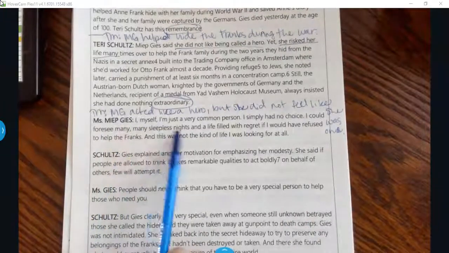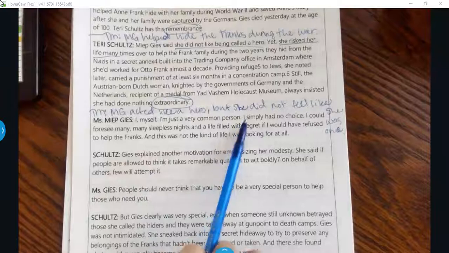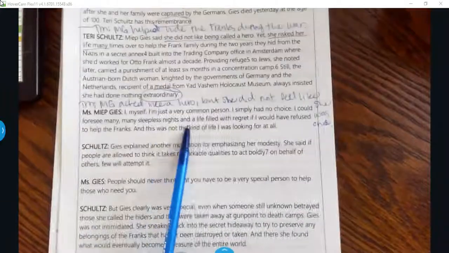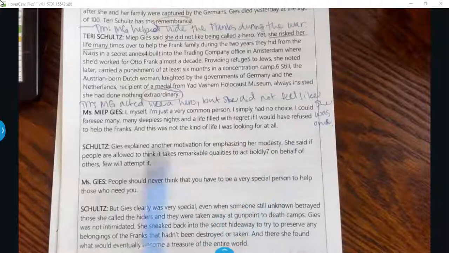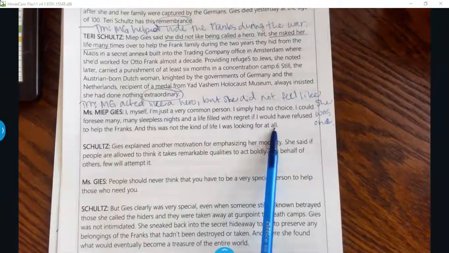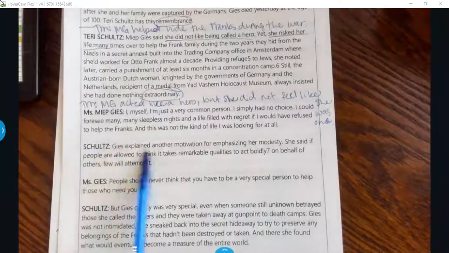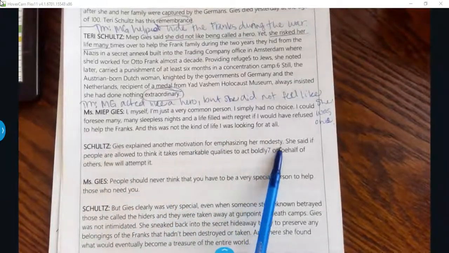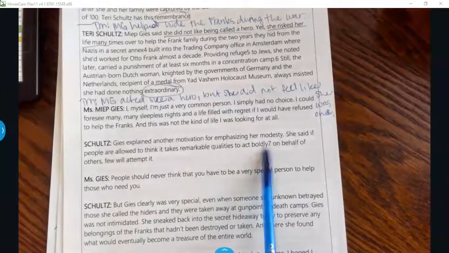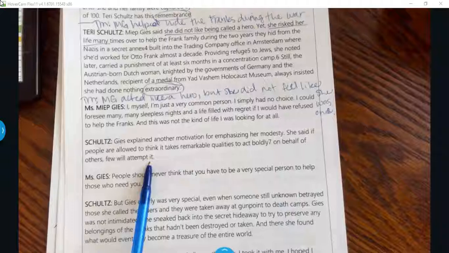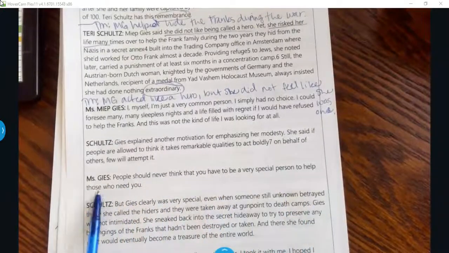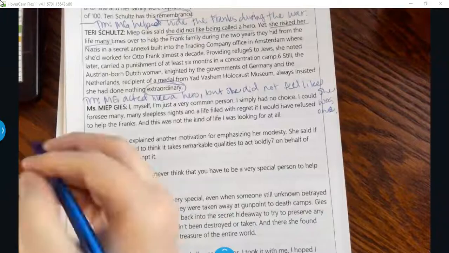Miep Gies: I myself, I'm just a common person. I simply had no choice. I could foresee many, many sleepless nights and a life filled with regret if I would have refused to help the Franks. And this was not the kind of life I was looking for at all. Schultz: Gies explained another motivation for emphasizing her modesty. She said, if people are allowed to think it takes remarkable qualities to act boldly on behalf of others, few will attempt it. Gies: People should never think that you have to be a very special person to help those who need you.